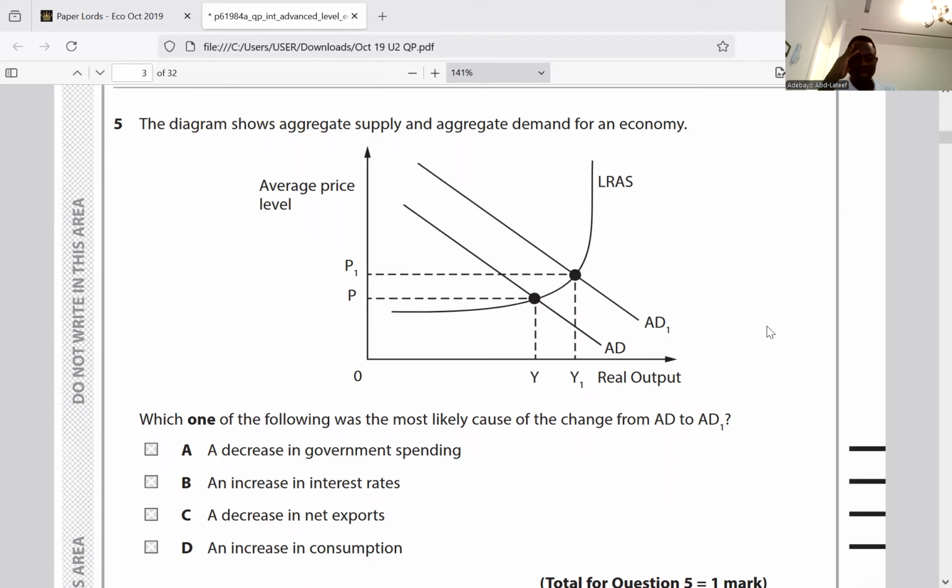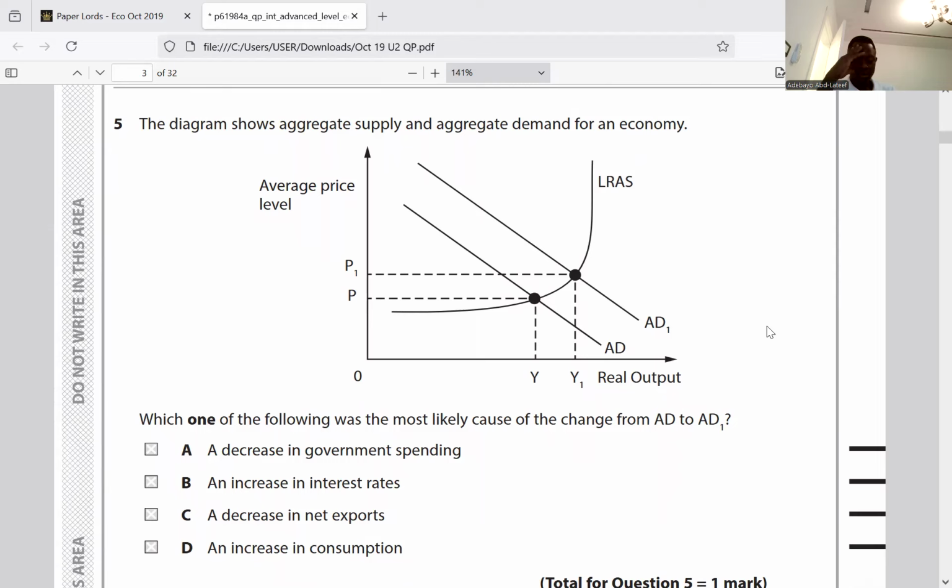An increase in interest rate. Same reason, it would reduce aggregate demand. It's a contraction. A decrease in net exports is also a contraction. So what does that simply mean? When there's a decrease in net exports, it means that aggregate demand falls. A decrease in net exports means that the country is no longer selling as much abroad to foreign customers as it used to.